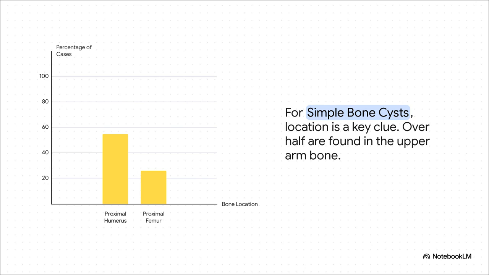In any investigation, location is a huge clue, right? Well, for simple bone cysts, their address is a dead giveaway. A whopping 55% of them are found in the proximal humerus. That's the top part of your upper arm bone, right near the shoulder. Another 26% pop up in the proximal femur, the upper thigh bone, close to the hip.